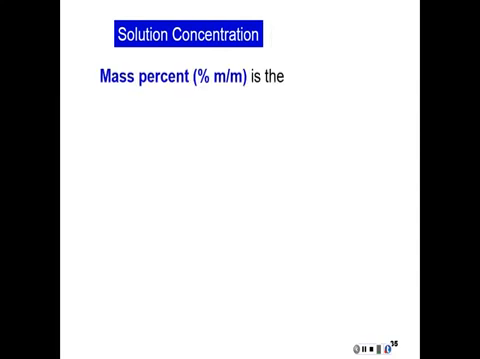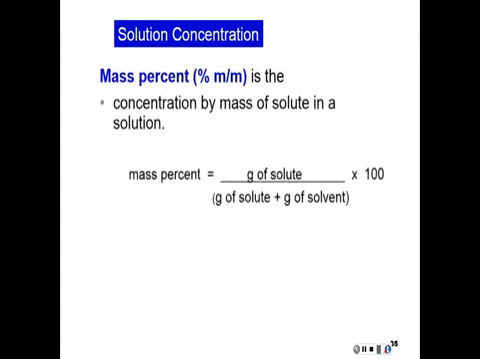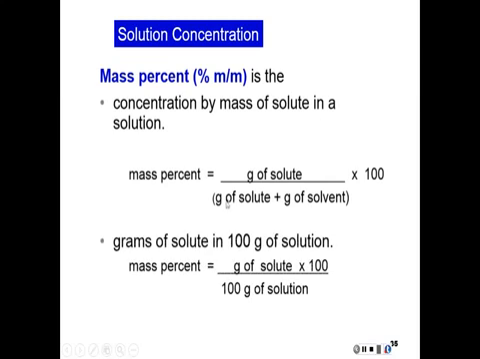So mass percent, which is abbreviated M/M, is the concentration by mass of a solute in the solution. This is used commercially, used in hospitals. In order to calculate the mass percent, you need to know the mass of the solute in grams divided by the mass of the solution. And you notice the mass of the solution is the sum of these two. So I can replace grams of solute plus grams of solvent with grams of solution. Now you have to be careful here because many times they will give you the solute and the solvent, and you have to know that you need the solution to actually do the calculation.